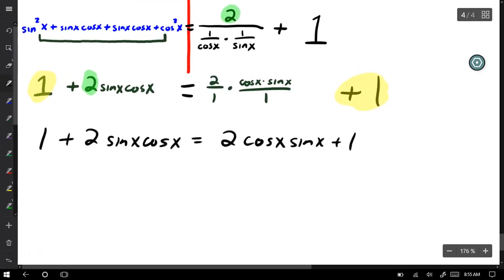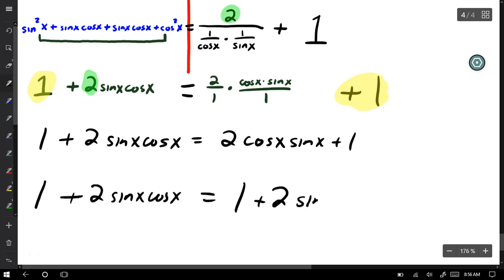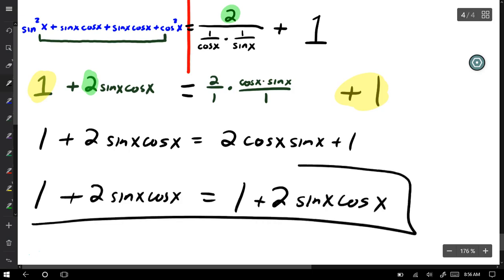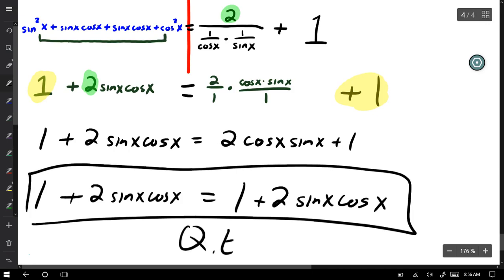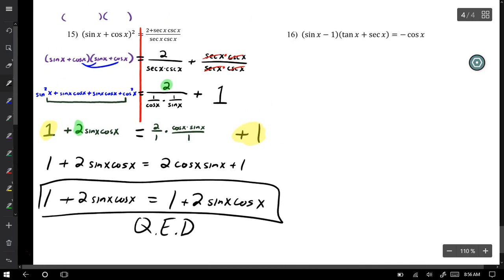So the left-hand side visually is not the same as the right-hand side, but mathematically they are equal to each other. And because addition is commutative, I can move the positive 1 over to the left. My plus 2 sine x cosine of x, I can move that to the right, and multiplication is commutative. So I can put the sine x first, and then the cosine x in there. It is exactly the same, Q.E.D., done. And that's all the steps.